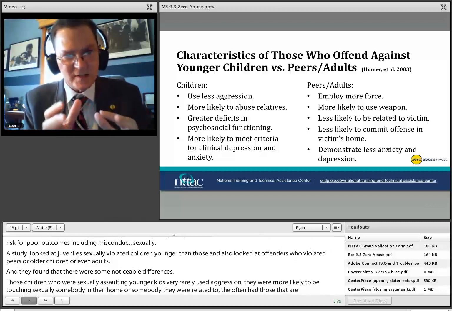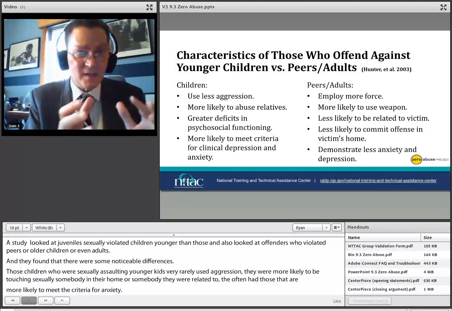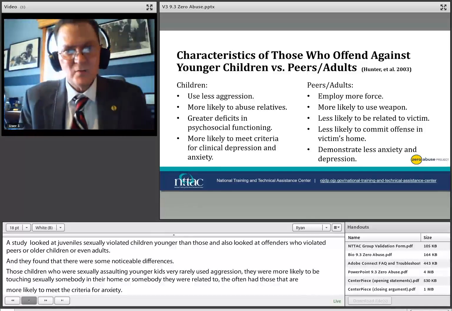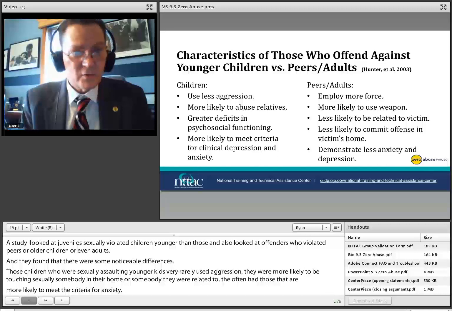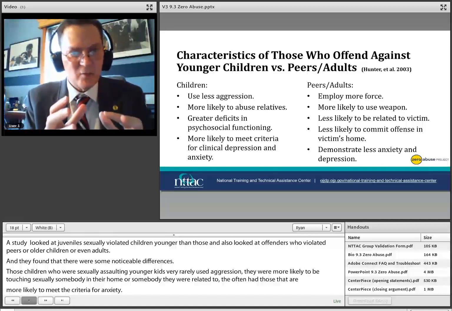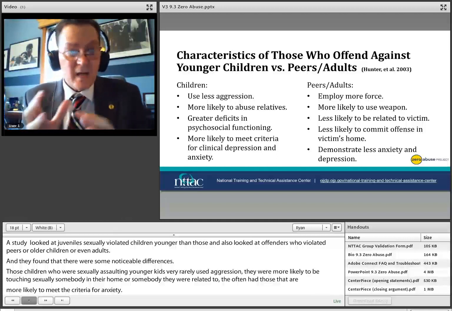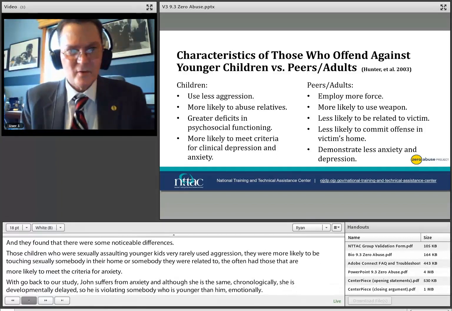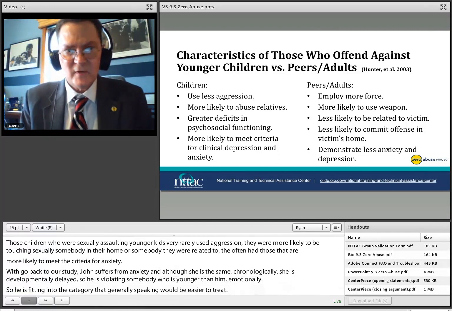Again, let's go back to our case study. John suffers from depression and anxiety. He is abusing his sister, and although she's the same age chronologically, she is developmentally delayed. So he is violating somebody who's younger than him emotionally. So he is fitting into a category that, generally speaking, would be easier to treat.